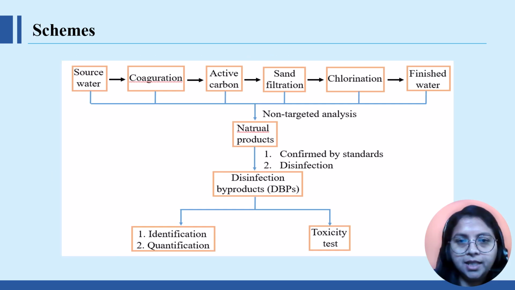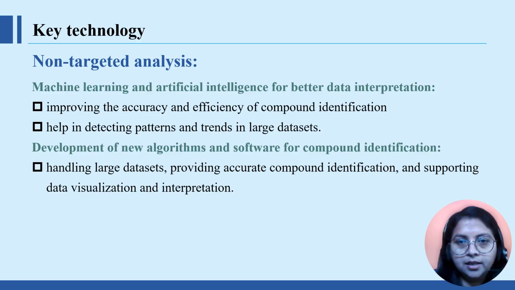This analytical scheme forms the backbone of our identification process, combining both targeted and non-targeted studies. To enhance our results, we use machine learning and artificial intelligence to detect patterns, trends, and improve compound identification. And the development of new algorithms and software will make the entire process faster and more accurate.